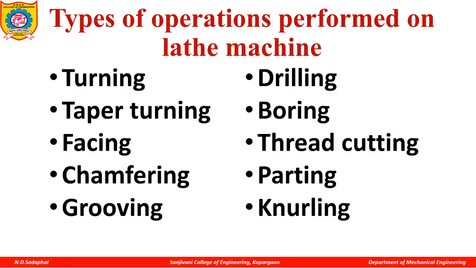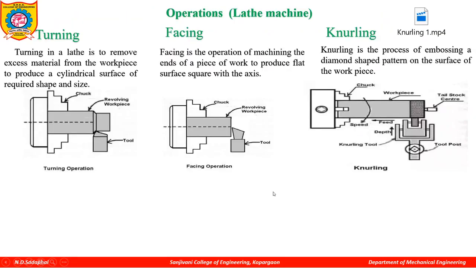Hello student, in this video we are going to learn about types of operation performed on the lathe machine. So these are total 10 operations which can be performed on the lathe machine. So first is the turning operation, taper turning, facing, chamfering, grooving operation, drilling operation, boring operation, thread cutting, parting and knurling operation. So one by one we'll see how they are carried out or what is going to happen in each operation.